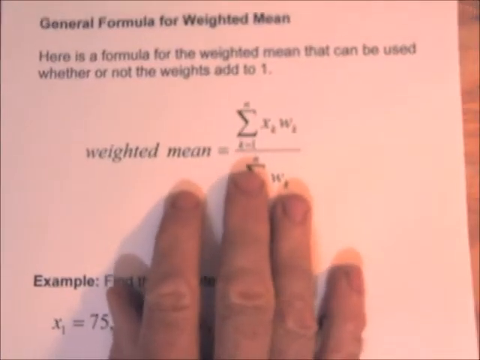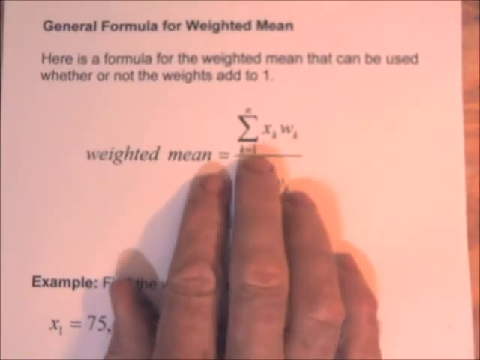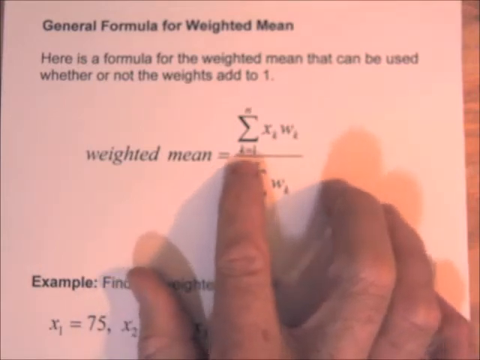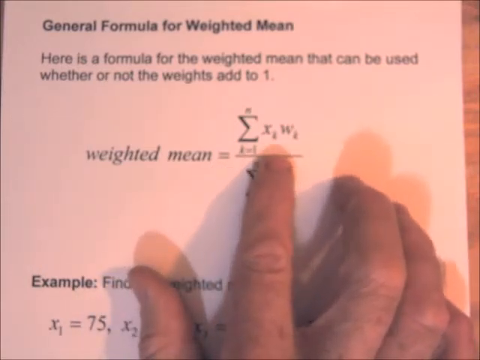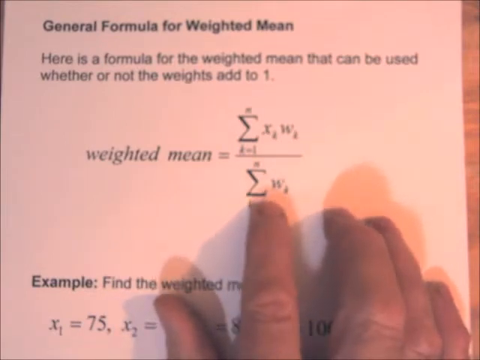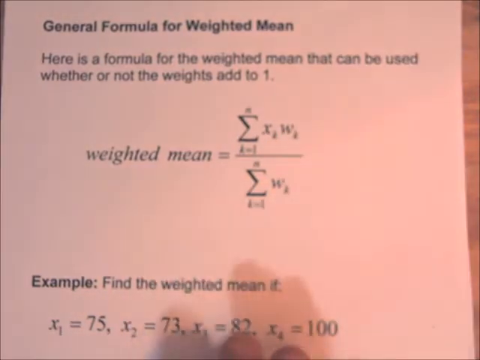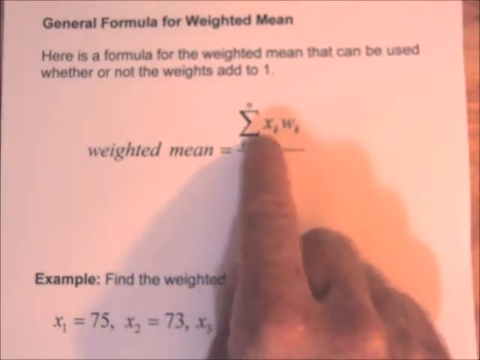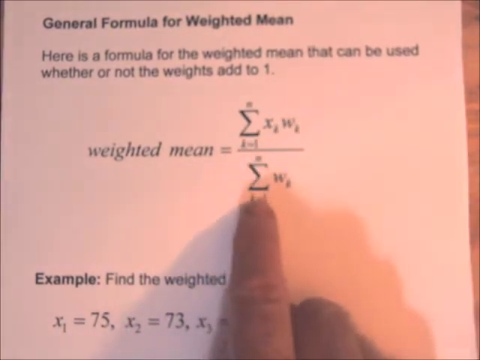Here's a general formula for the weighted mean that can be used whether or not the weights add up to 1. So the weighted mean is the sum as k goes from 1 to n of xk wk, all over the sum as k goes from 1 to n of wk. So it's each score times its weight in the numerator, add them all up, and then in the denominator just add up the weights.